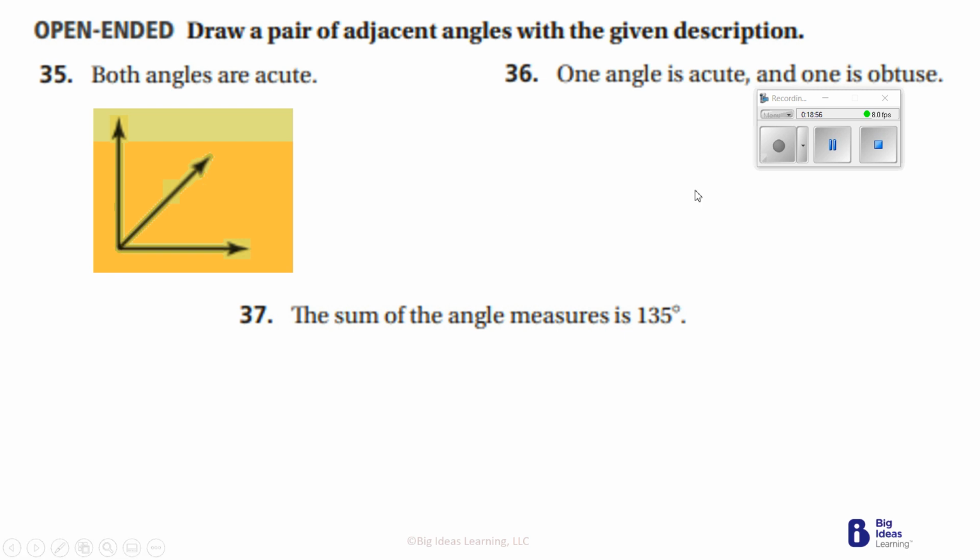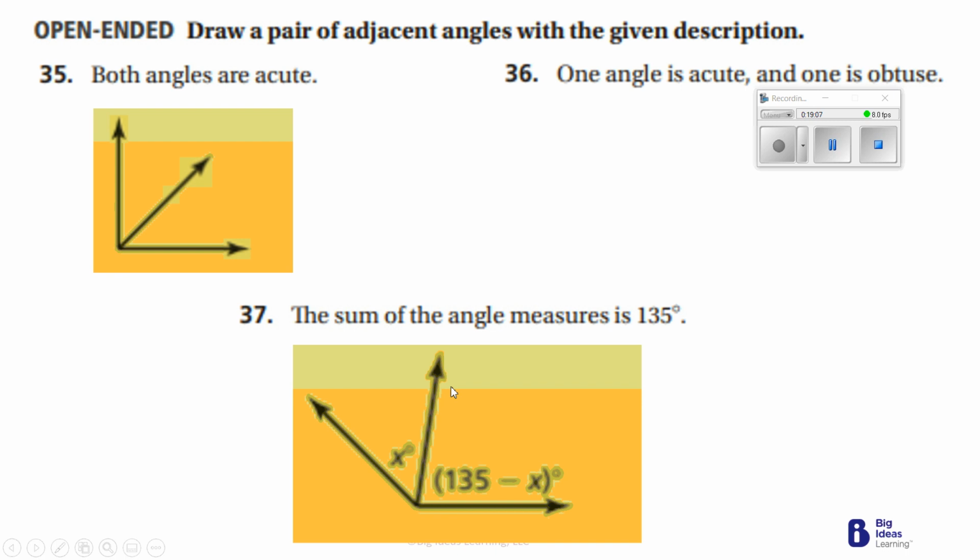Number 36 is yours to do, and 37 is mine. The sum of the angle measures is 135. So it's got to be adjacent, and the angles must add up to 135. So I'll just make two angles that equal 135. This is x, this is 135 minus x, because I know when I subtract this from this, it's going to equal this, right?